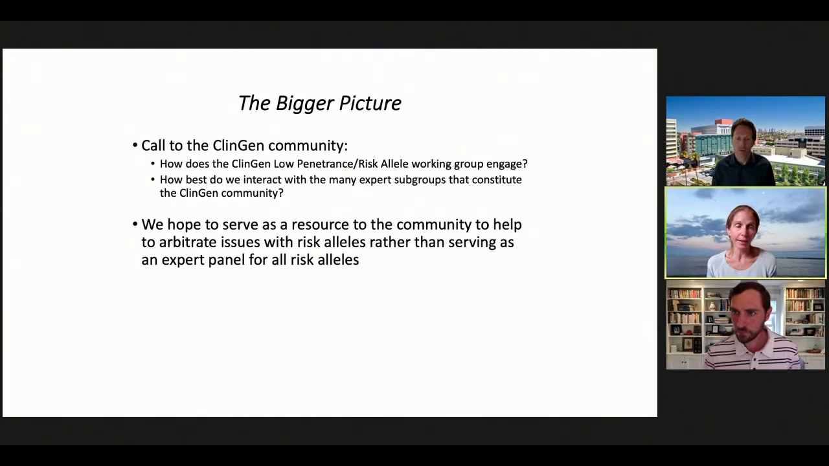And I think the idea is to serve as a starting point or a reference, and not to take over interpreting anyone's variants, because there's obviously a lot of nuances and subtleties that go into any one specific group and type of variant that you are looking at. Go to the next slide.